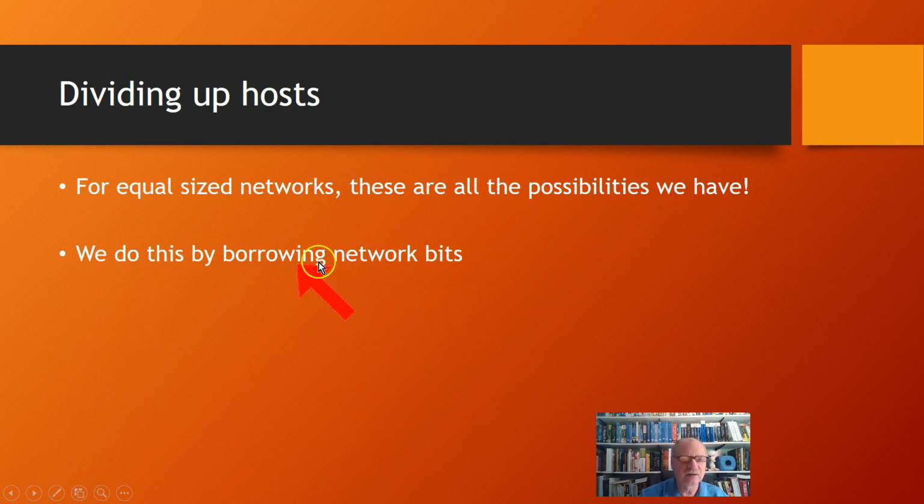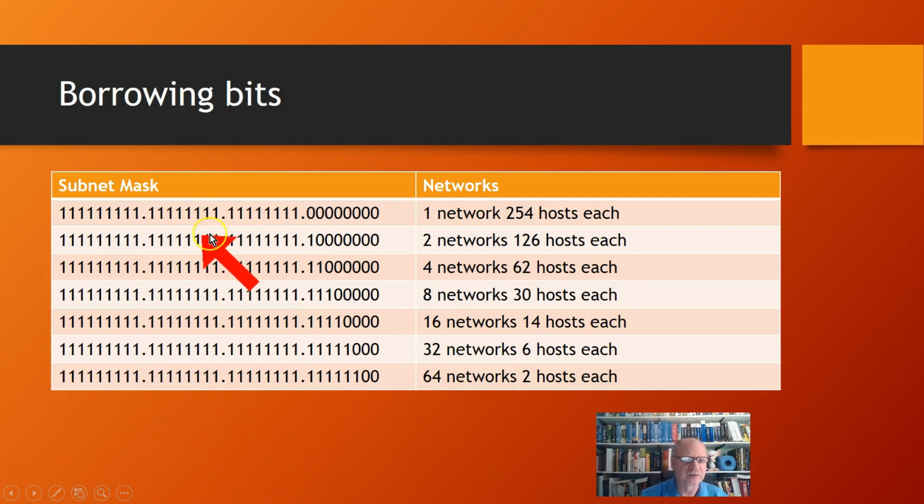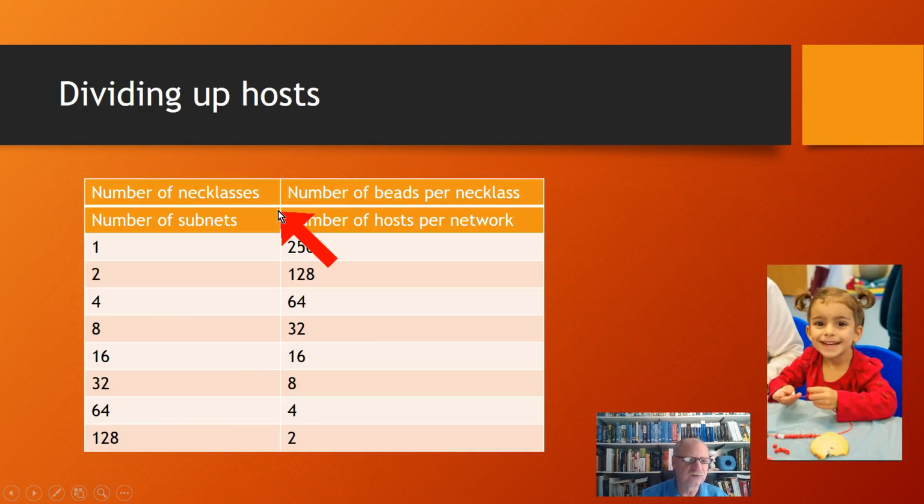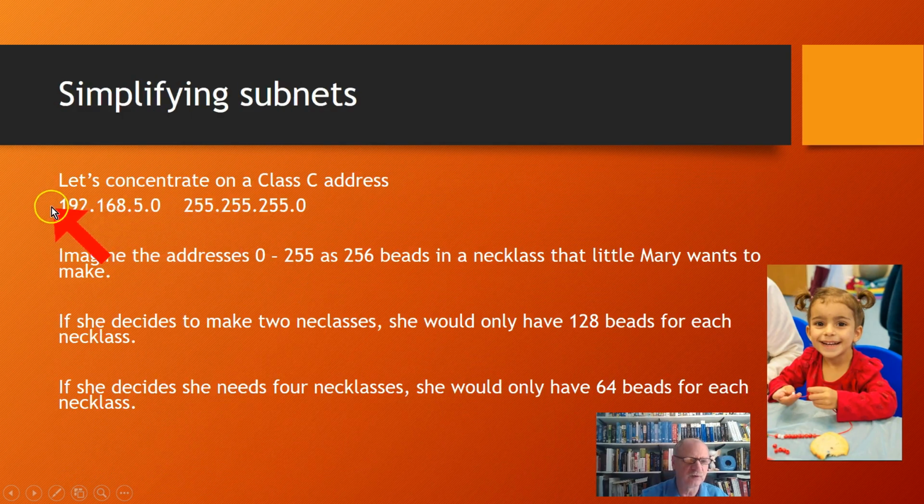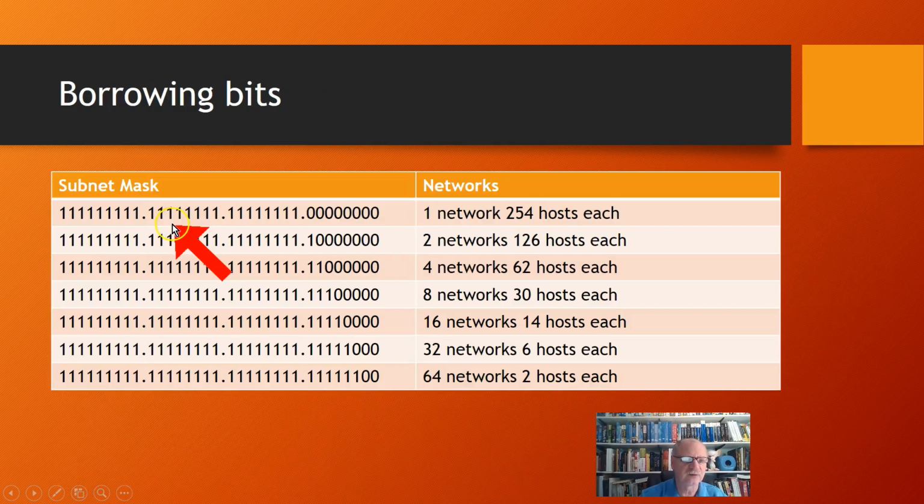So, we do this again by borrowing network bits, and you can see that here. In my case back here, I decided to use 192.168.5.0, so only the fourth octet is what I have. So let's look again here. In the fourth octet, if I borrow one bit, I can get 126 hosts, but I can get two networks. If I borrow two bits, I can make four networks and 62 hosts each.